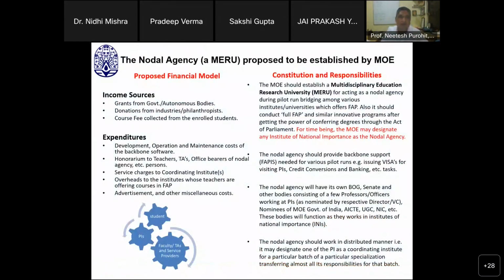Now I am coming to the financial part of this Meru, which we are proposing. We are proposing, meaning we cannot create a Meru, it's a government job. So what should the government do? That proposal we have submitted. We said there should be a Meru which the government should consider establishing, and then how the Meru should work. That is also there.